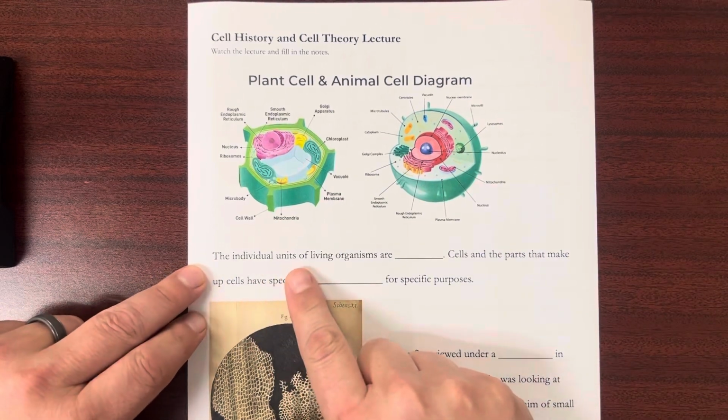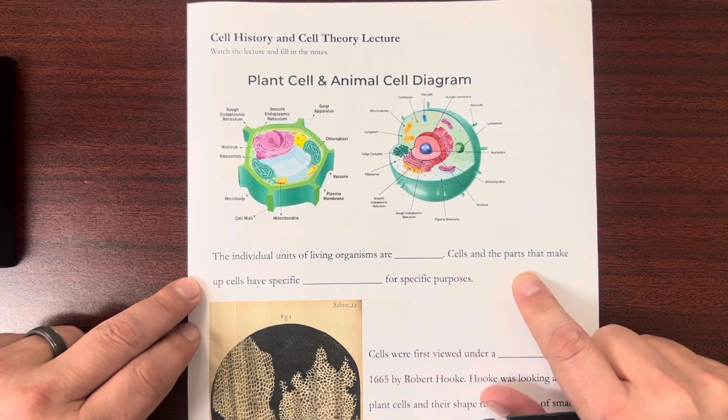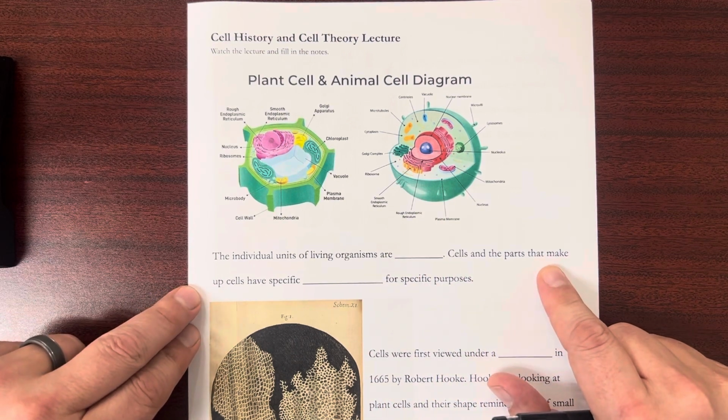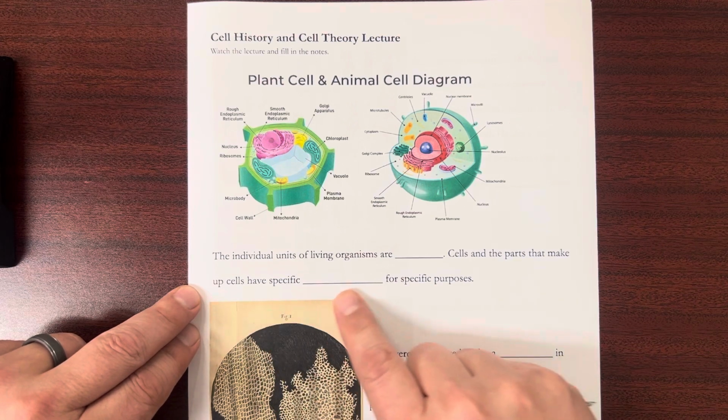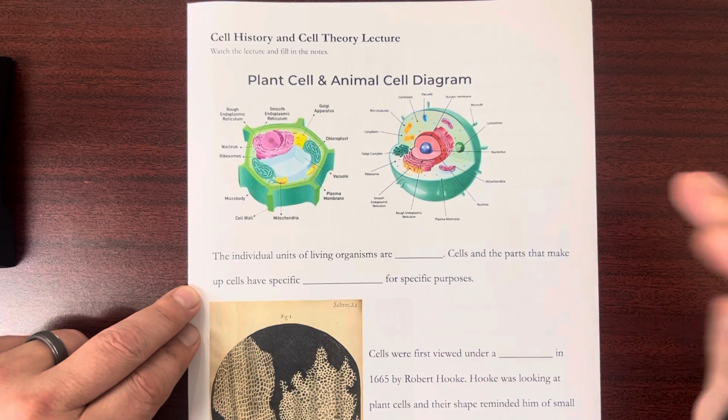So the individual unit of living organisms are cells. Cells and the parts that make up cells have specific structure for specific purposes.